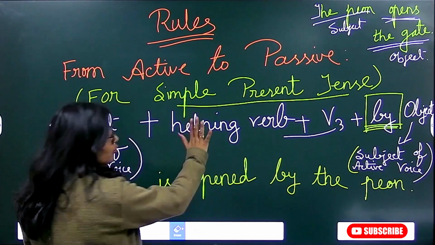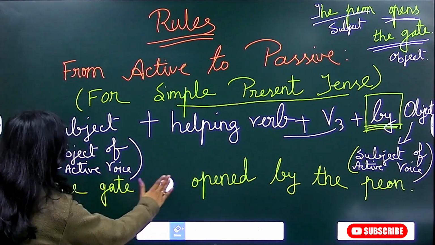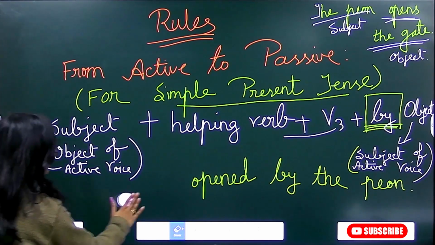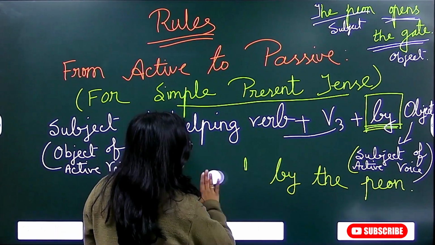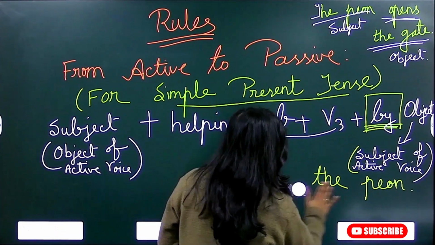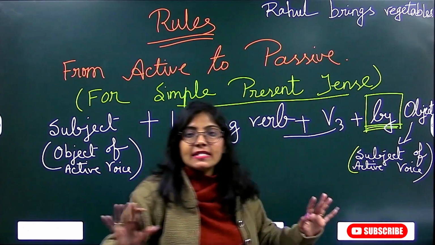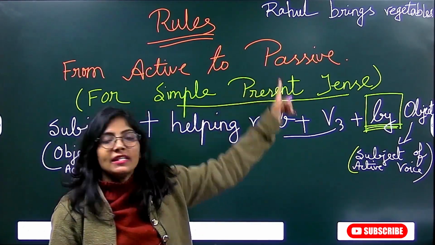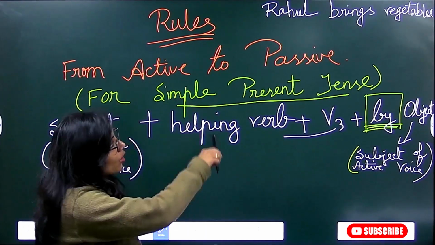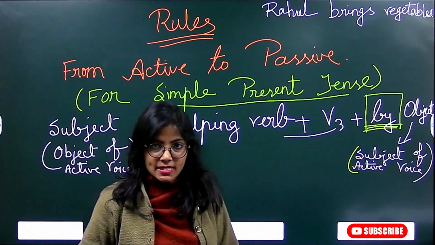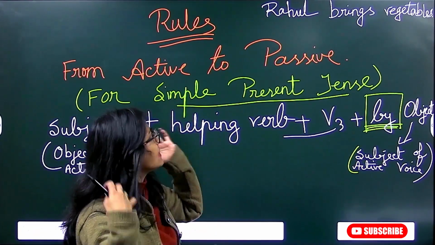Okay, I'll keep the rule intact. I will just change the sentence. The tense will still be the same. I'm still talking about a very simple sentence I have given here. What is that? Rahul brings vegetables. Okay, so a very easy and very simple sentence.